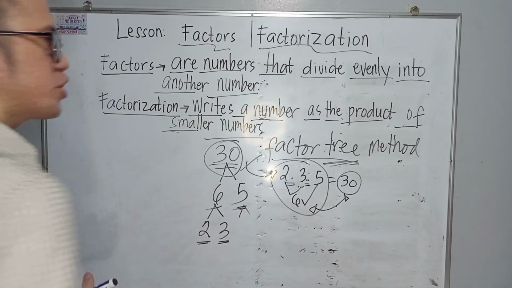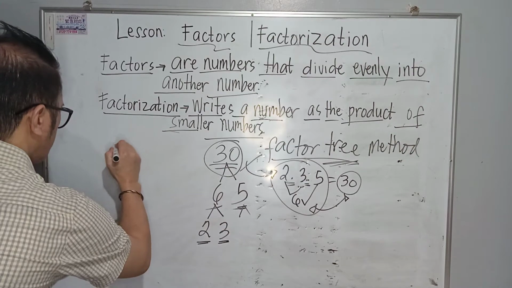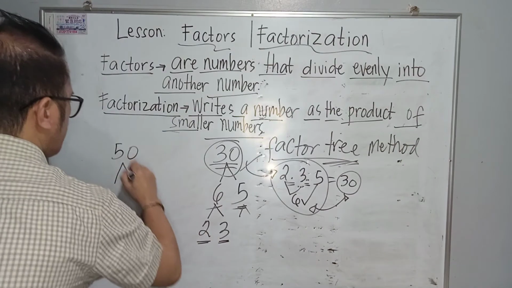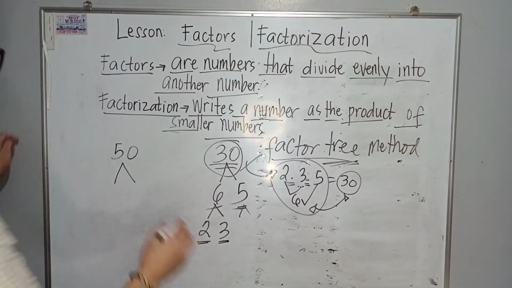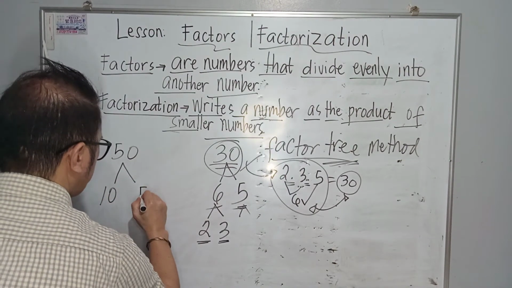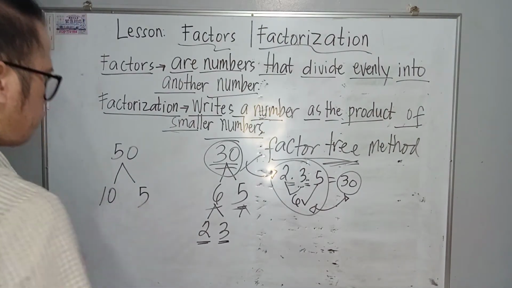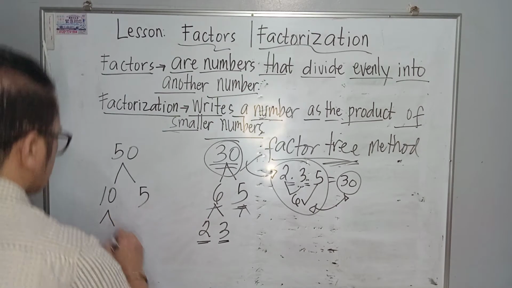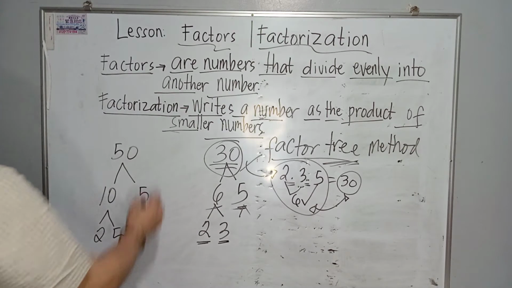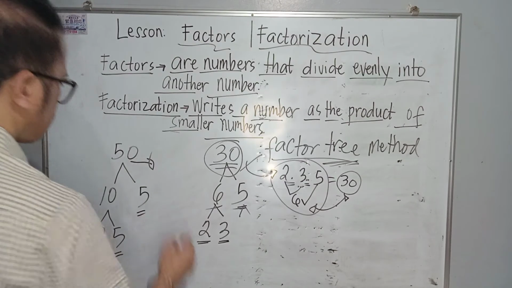Okay, I have here another example, class. So we are going to factor 50. We're going to factor 50 using a factor tree method. We can factor it also by 10 and 5, or 2 by 25. But since, class, here is 10 times 5, the factors of 50, we can still factor 10 by 2 and 5.